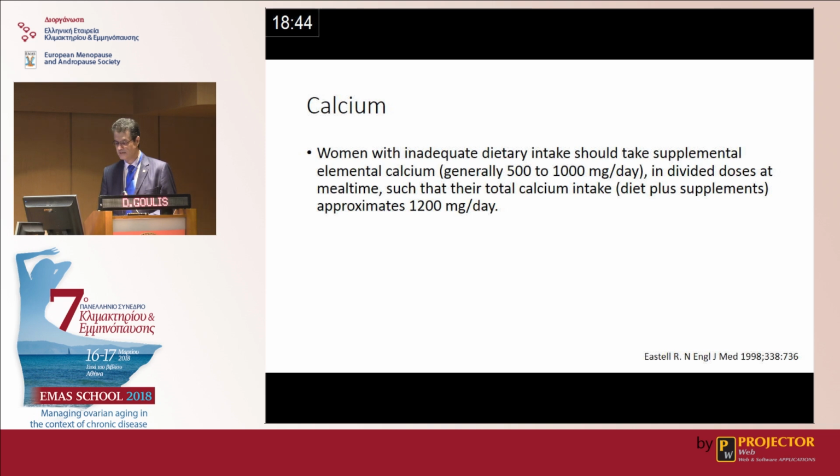In order to put it in one recommendation, I would say that women with inadequate dietary intake should take supplemental elemental calcium, in doses of something like 500 milligrams, so divided doses.